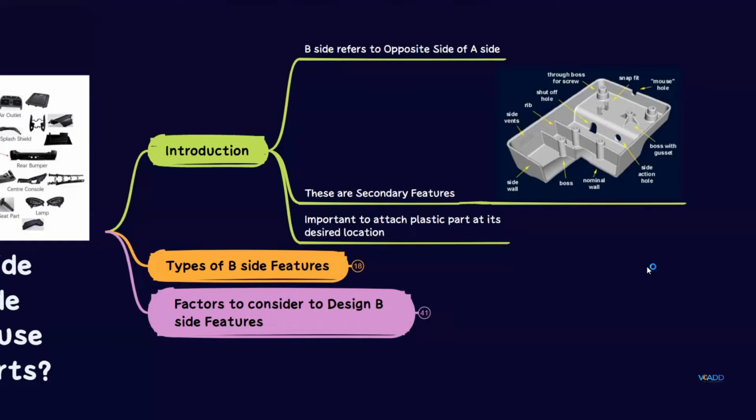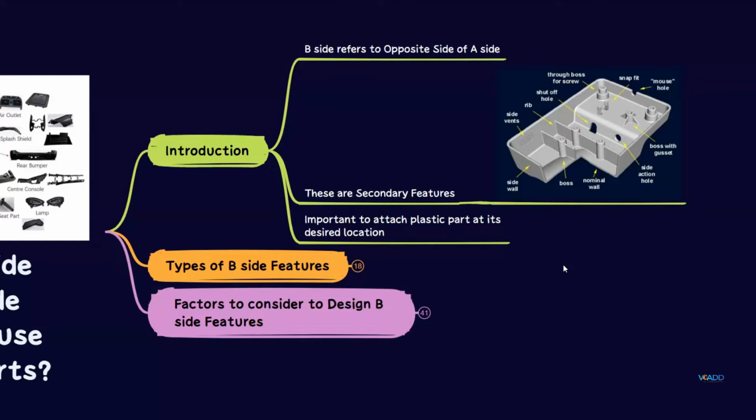Today's session is all about how to decide these features, because you want to attach that plastic part to its desired location. Just with the A surface and B surface, it is not possible. You have to create B-side features. These are the secondary features, but it is very important to understand how to decide them, as I said, to attach the plastic part at its desired location. That is a little introduction for those who are very new to this topic, but those who already know plastic can understand what the B side and B-side features are.